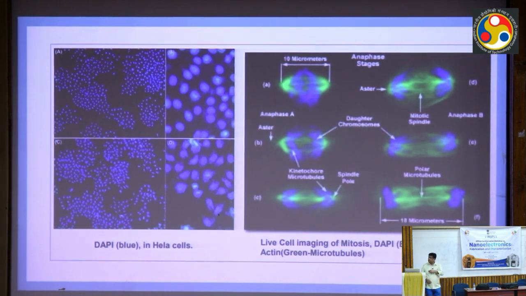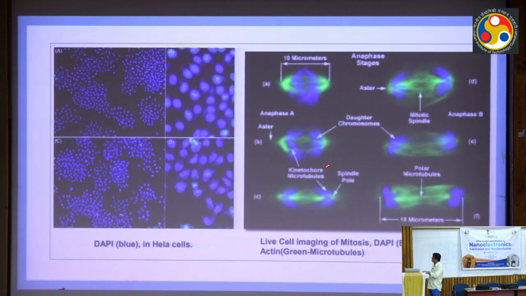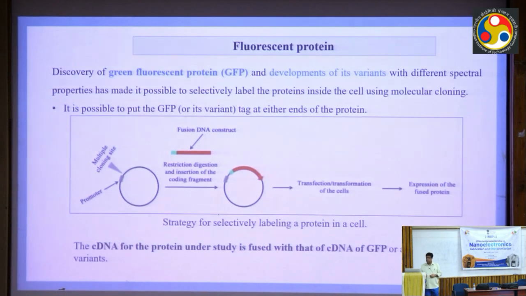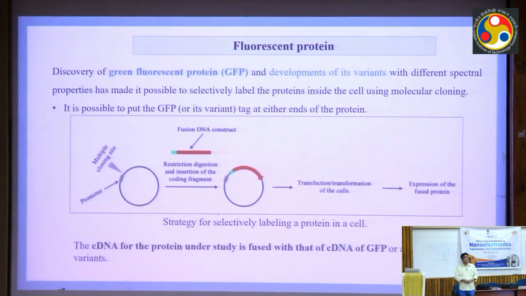These are some of the images. The DAPI stains the nucleus, you can see it. And in the other, the cell is dividing. The microtubule divides, that also can be seen, how the nucleus is divided, the cell is getting also divided. So these are some parts. The fluorescence protein, one can make recombinant GFP protein with a plasmid vector in it, and then the fusion DNA construct can be transformed into cells, and the fluorescence of the protein can be seen in the process also.